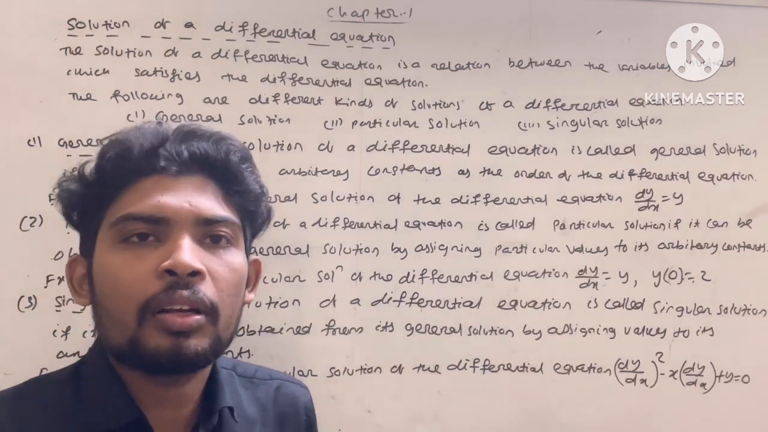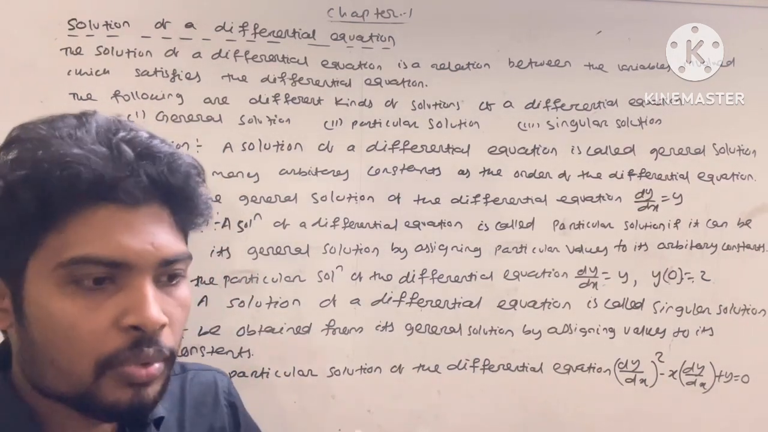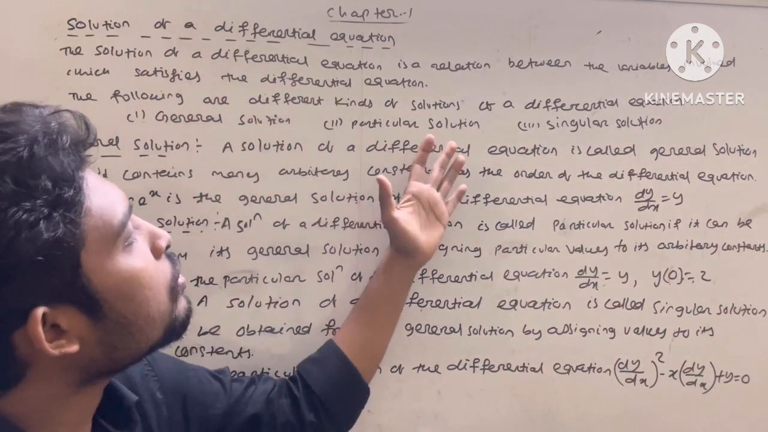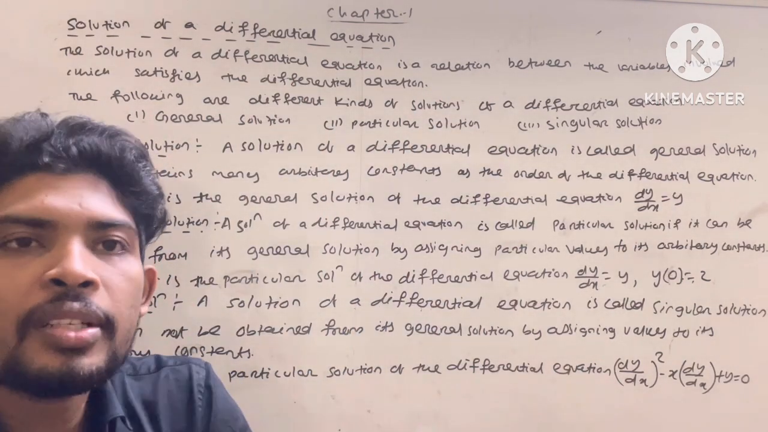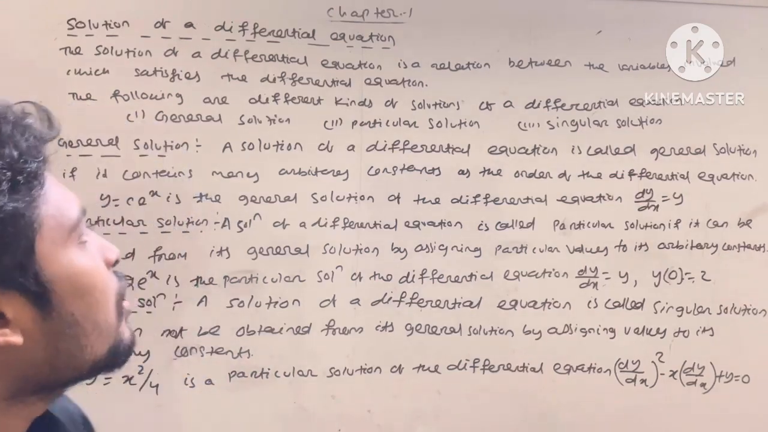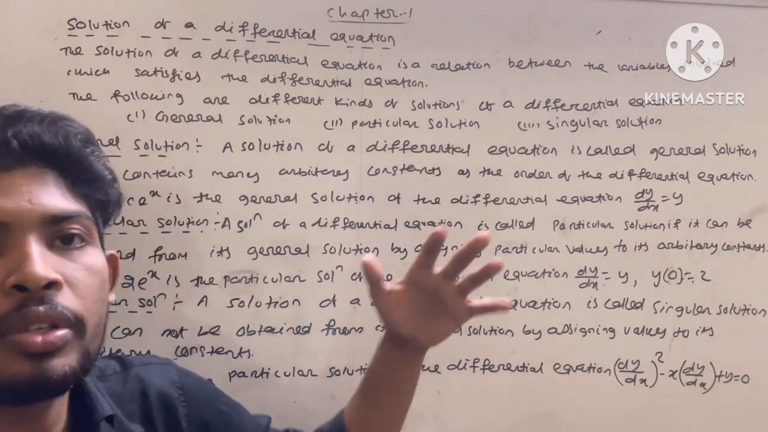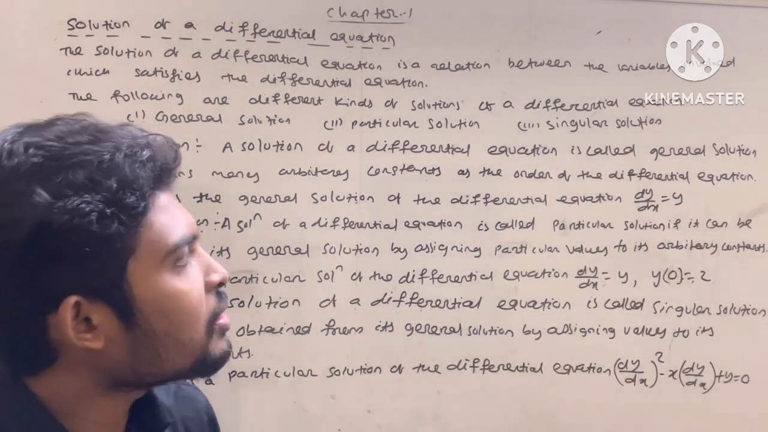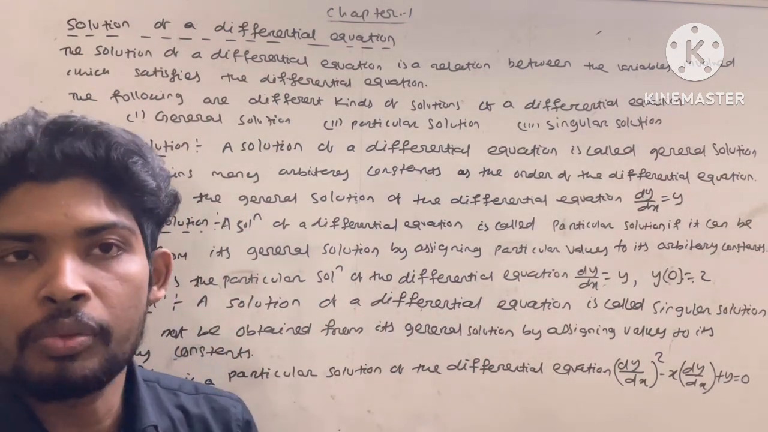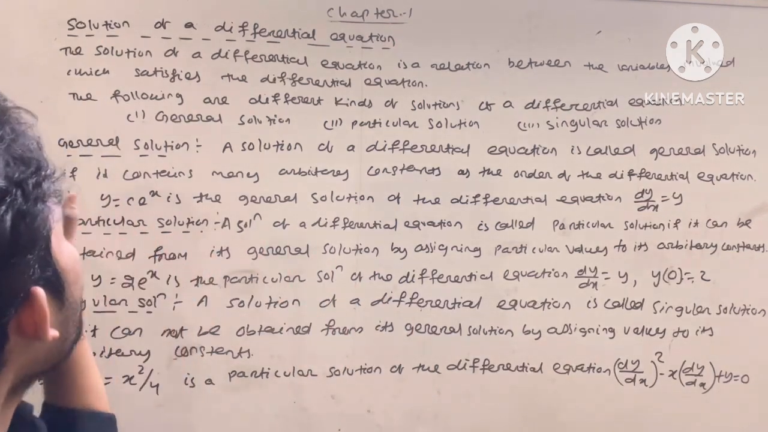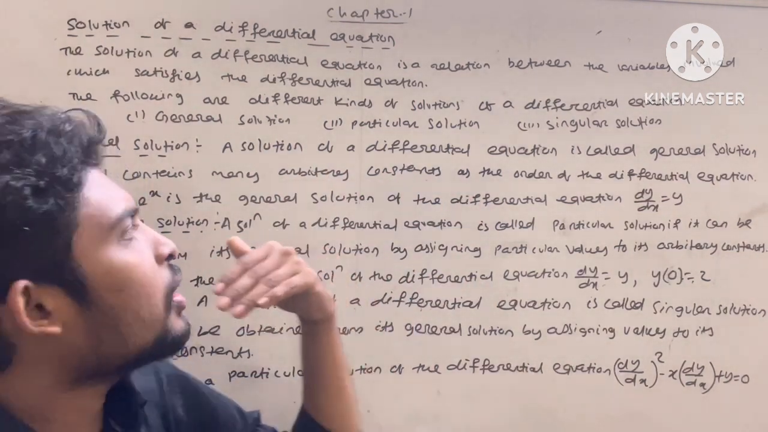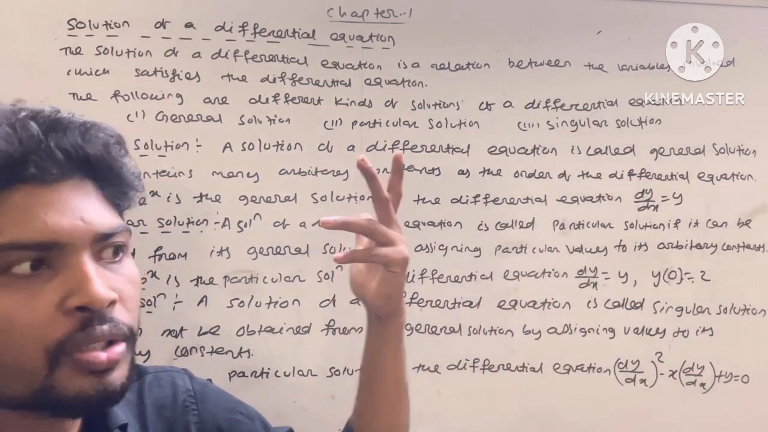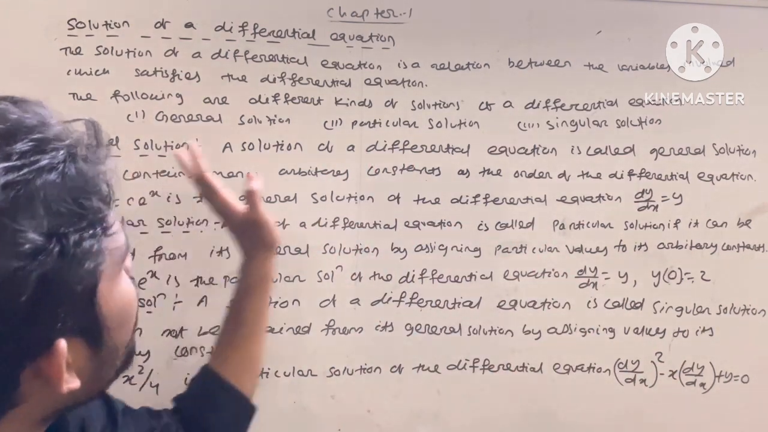So there are different kinds of solutions of a differential equation. Basically, there are three types: general solution, particular solution, and singular solution. So let's know about what is general solution. A solution of a differential equation is called a general solution if it contains as many arbitrary constants as the order of the differential equation. So simply, general solution means it contains as many arbitrary constants as the order of the differential equation. If the order is 2, then there are 2 arbitrary constants.